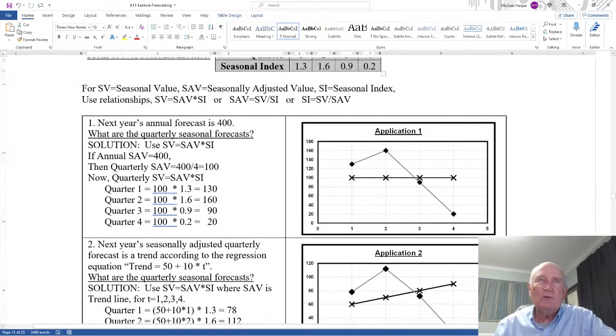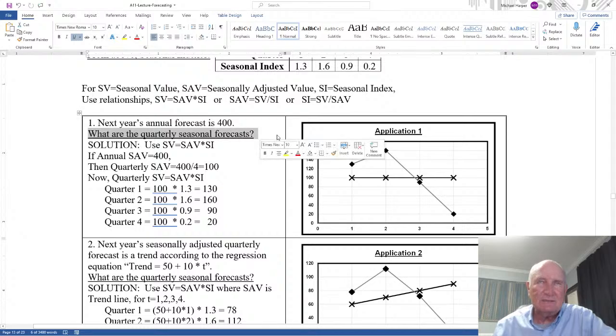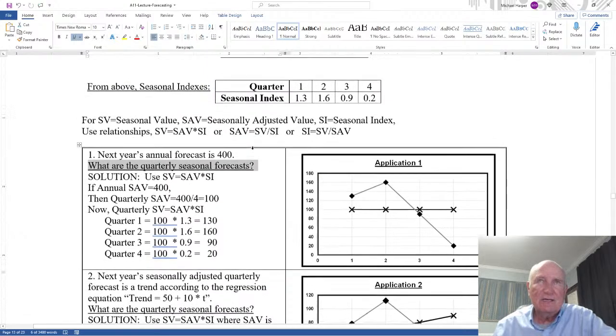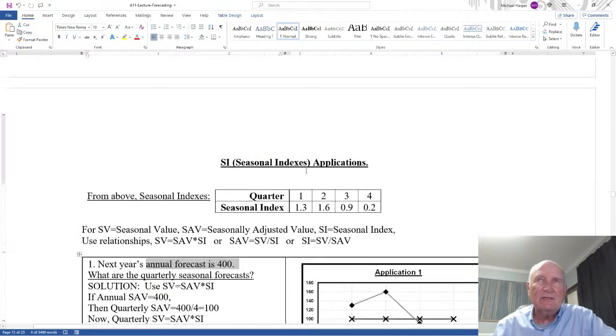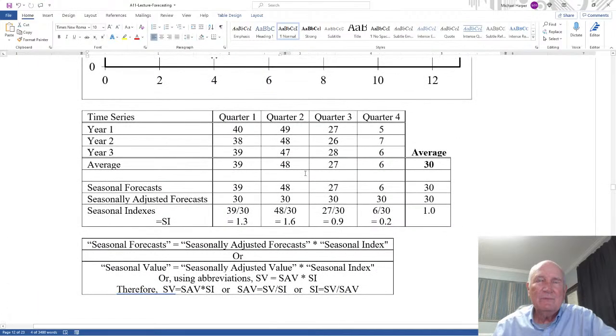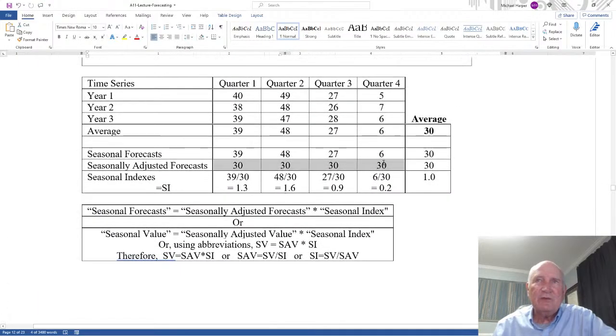Now, suppose next year, application number one. Suppose next year's annual forecast is 400. What are the seasonal quarterly forecasts? The annual is 400. Let's see here. Wait a minute. Let's come back up here. If it's 30, 30, 30 every quarter, then what's my annual forecast? With 30, 30, 30, 30 it's going to be 30, 60, 90, 120. So the annual forecast is 120.